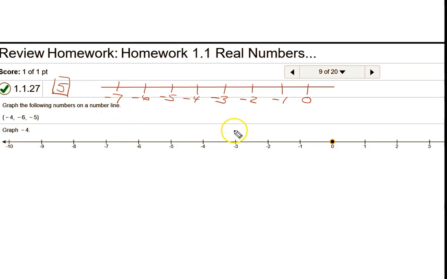And now plot these on the number line, dragging these points, and we'll just put a point on the number line. So -4 is here, -6, and -5. Now, this would be the graph of these values. So that was sort of an easy one.